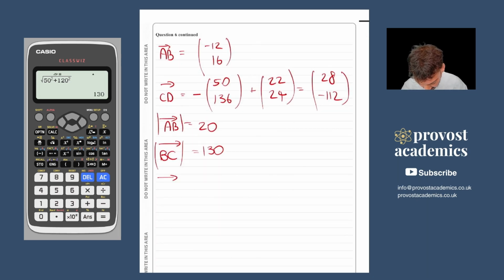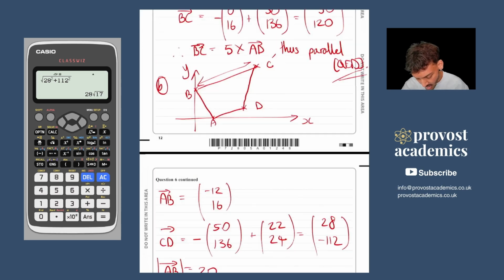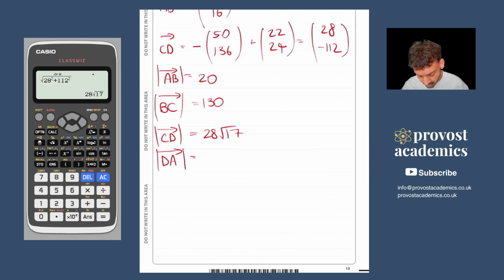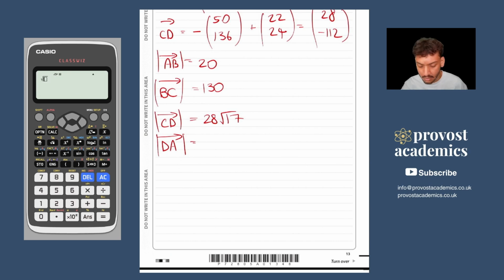Then we have C to D. C to D, that would be the square root of 28 squared plus 112 squared. I don't think this is going to be a nice number though. Yep, 28 root 17. And then finally we'll come back to D to A or A to D. I think it doesn't matter when it comes to the magnitude. A to D was 10 and 24. This should be a nice number as well. 10 squared plus 24 squared.